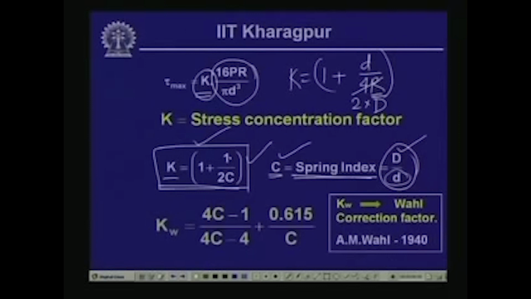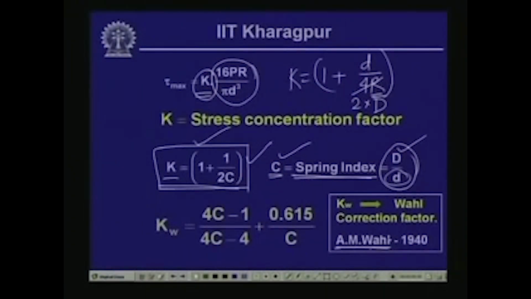Now, as we have seen, while evaluating the stress concentration factor K, or while designating that bracketed term 1 plus d by 4 R as the K stress concentration factor, we have accounted for the shearing stress because of the direct shear, which is in an average sense, and we have not considered the curvature of the spring coil. As for the maximum value of the shearing stress in that circular cross section, if we take the curvature of the spring coil into account, this factor gets modified, and in 1940 A.